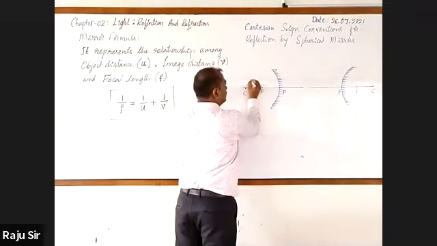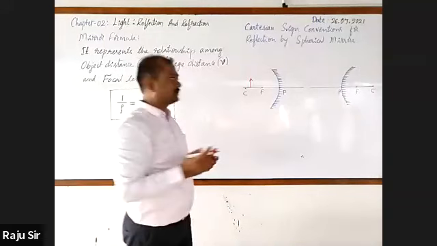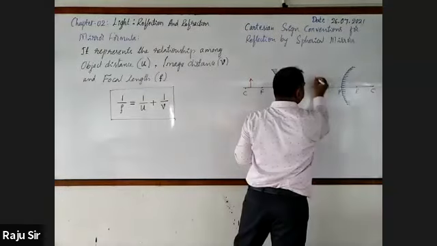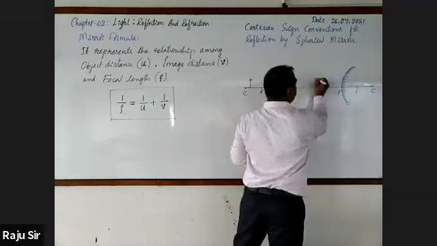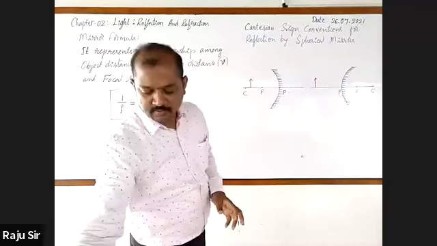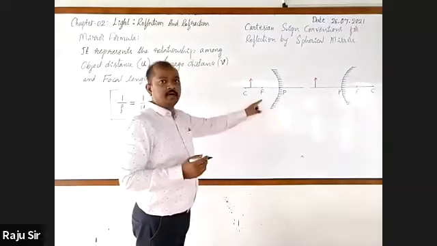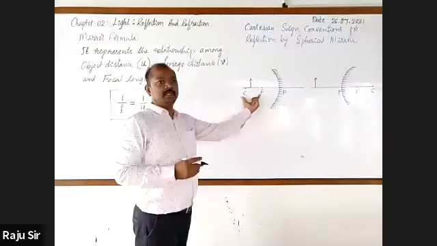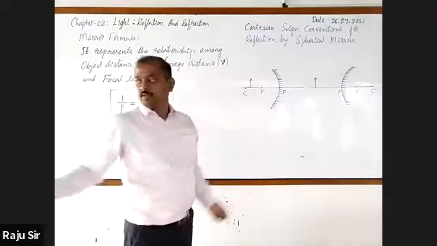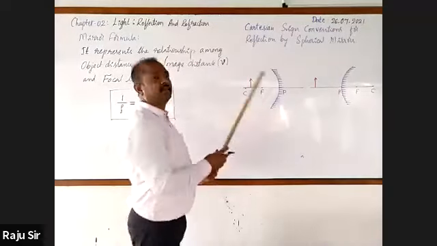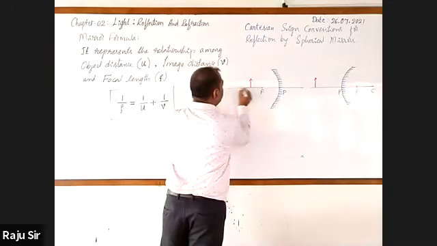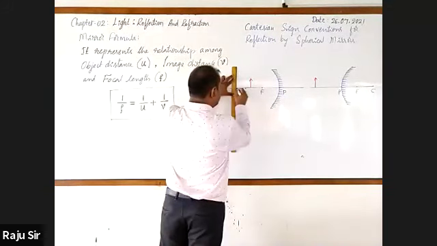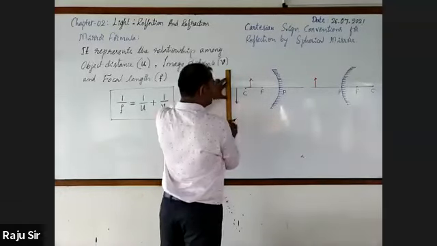Now you tell that. What does this red color line indicate? Object. It is the object. Here also we are going to place the object. Next you tell, in case of concave, where the image is formed when the object is placed between F and C, beyond C, and is also magnified.